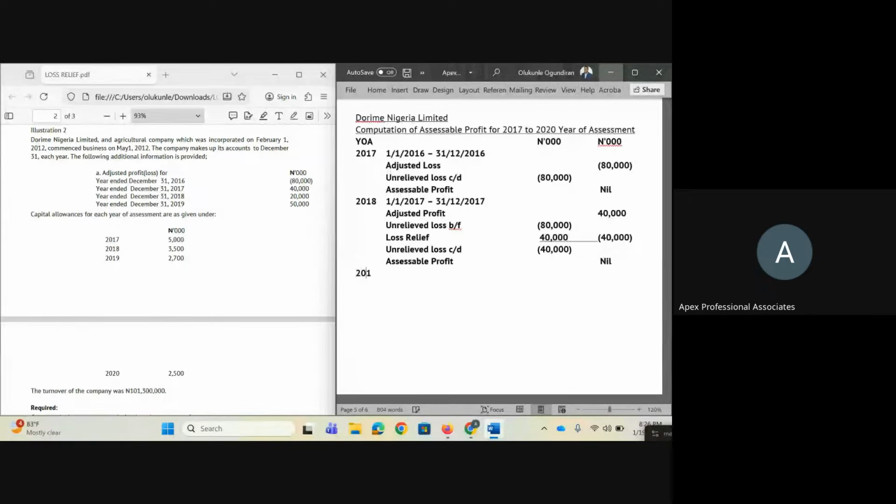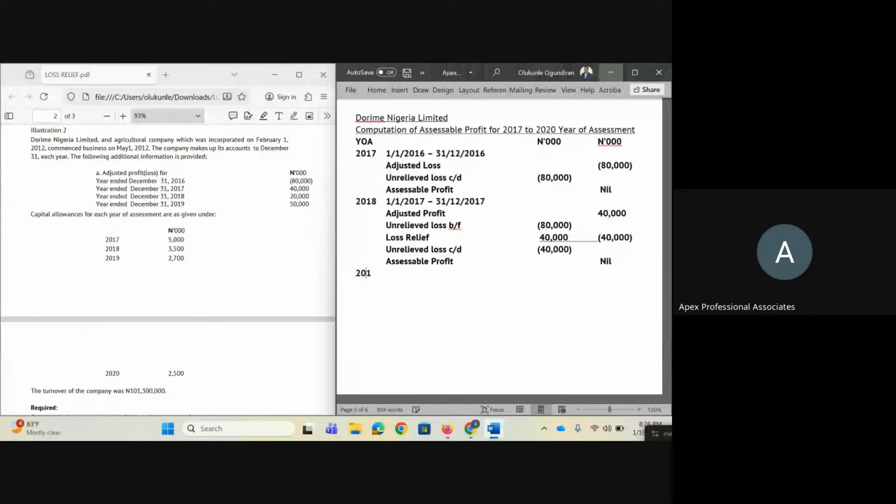Right? Unrelieved loss brought forward, plus how much is that? 40,000 negative. So loss relief: you cannot give what you don't have, right? You have 20,000. So your unrelieved loss carried down will be how much? 20,000 naira.